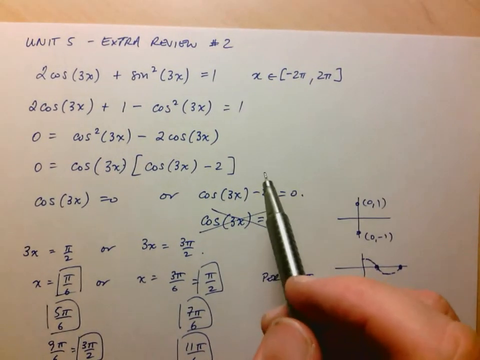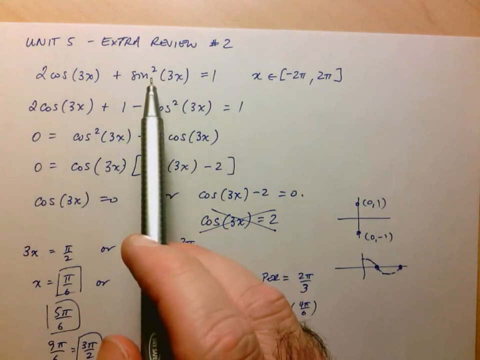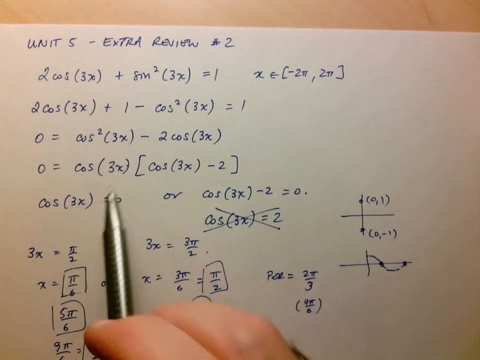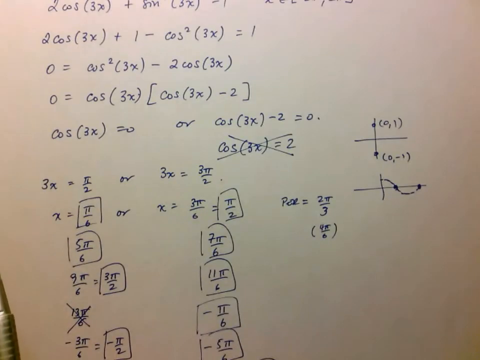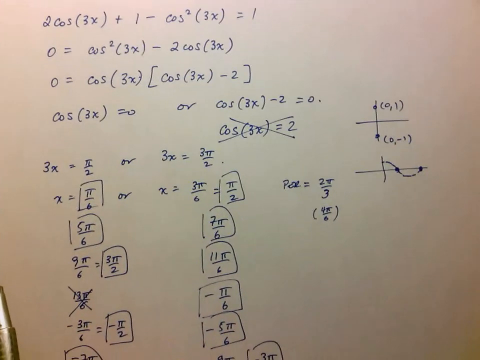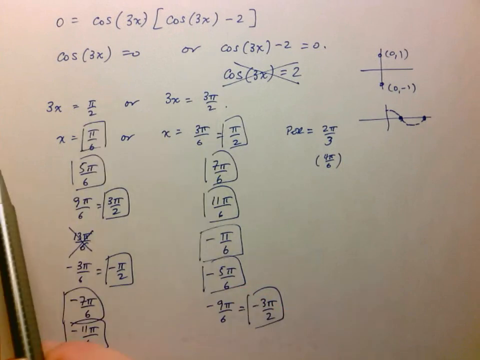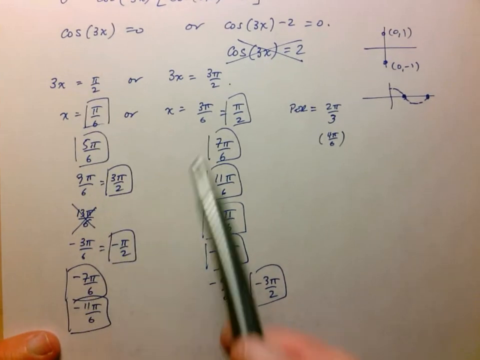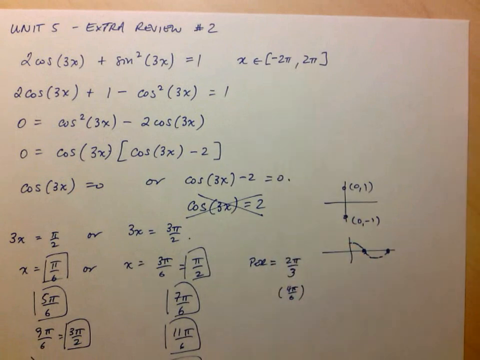Okay, so let's review. Number 1, I had some sort of quadratic trig equation. I used my Pythagorean identity to turn it into one that I could work with. In this case, I was able to use factoring to help solve the problem. And it turns out that only one of my factors helped determine a solution. As we did before, we start by finding our first 2 answers. And then from there we can just add the period, which in this case was 2 pi over 3, over and over again, or subtract the period over and over again until I get all the answers within my range. Okay, that's it for this one.